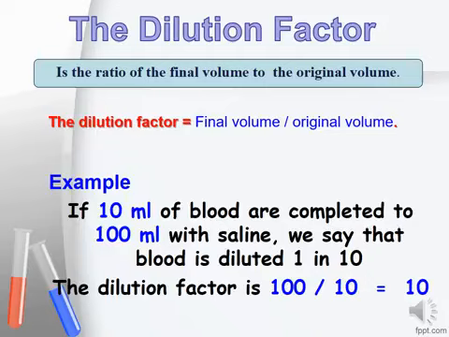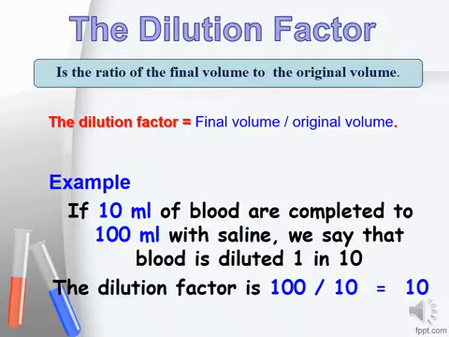Shall we have an example? Here, if 10 milliliter of blood are completed to 100 milliliter with saline. So, what is the dilutional factor? First, I have to determine what is the final volume. Here, completed to, this is the final volume. The final volume is 100 milliliter saline.